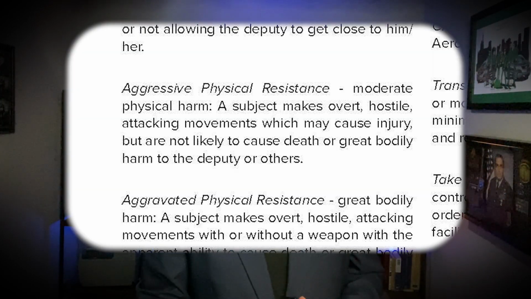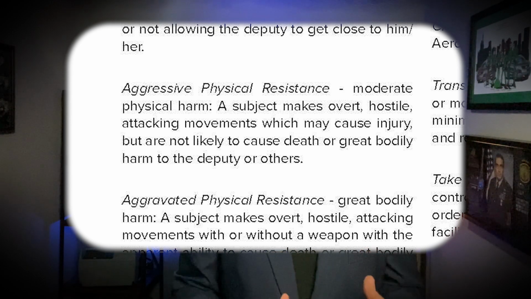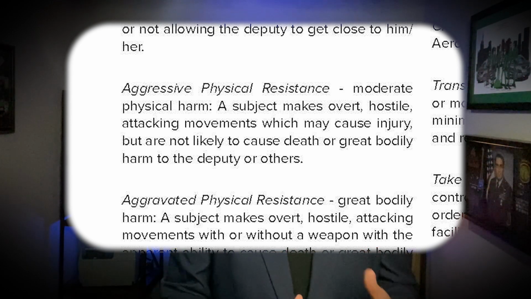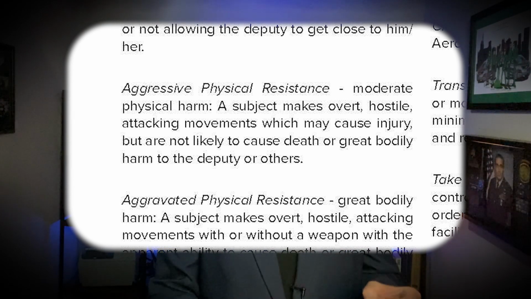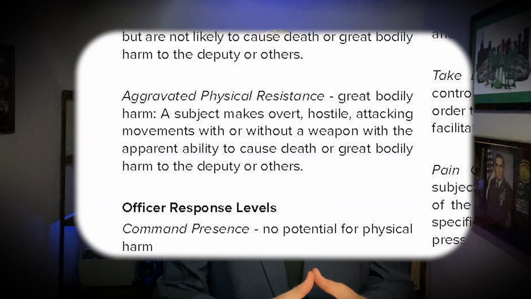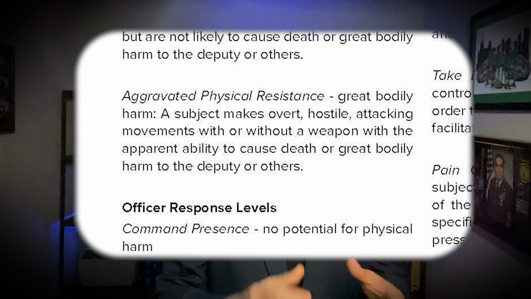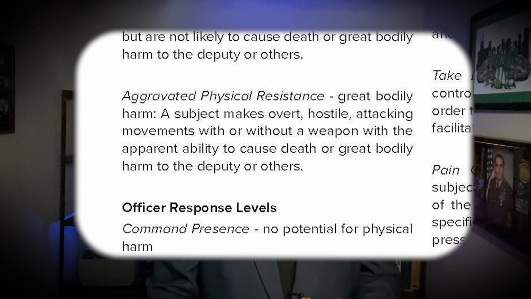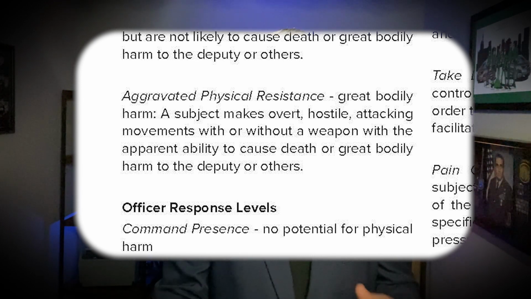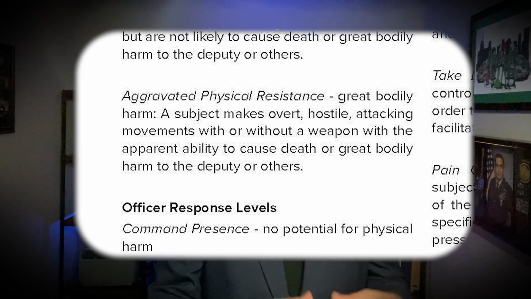Number 5, aggressive physical resistance. A subject makes overt, hostile attacking movements which may cause injury but are not likely to cause death or serious harm to the deputy or others. Level 6, aggravated physical resistance, risking great bodily harm or death. The subject makes overt, hostile attacking movements with or without a weapon with the apparent ability to cause death or serious bodily injury to the deputy or another. So then what can the officers do?